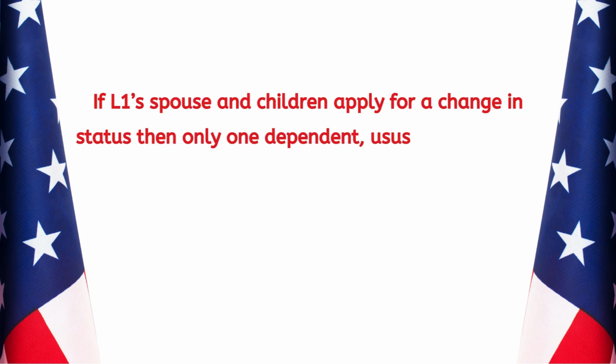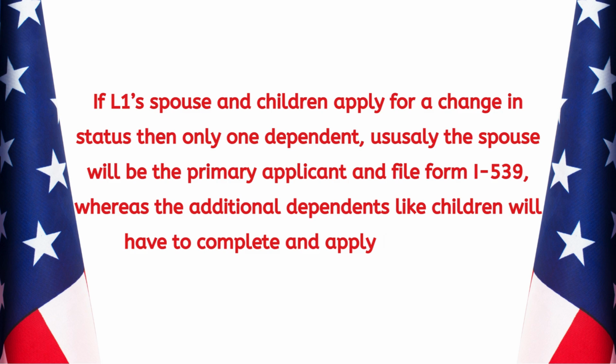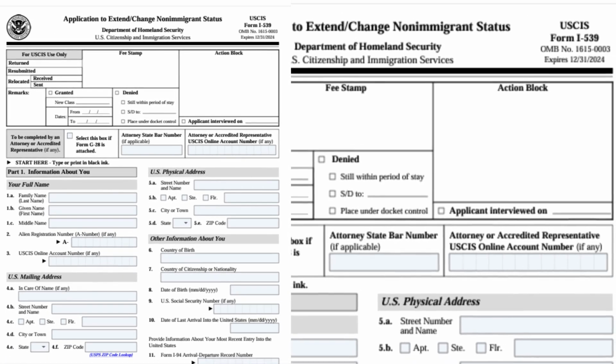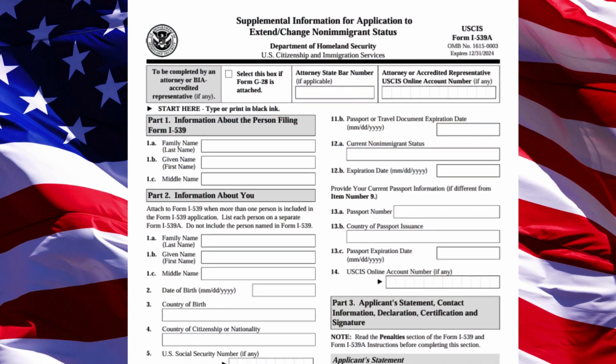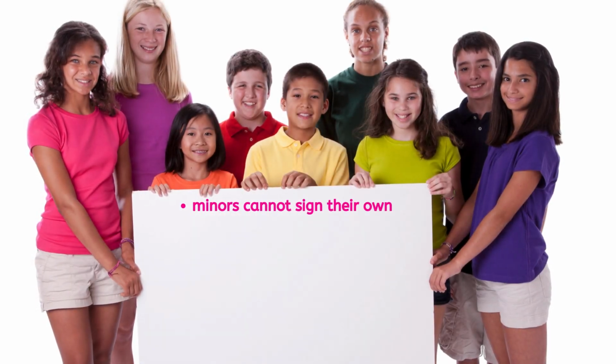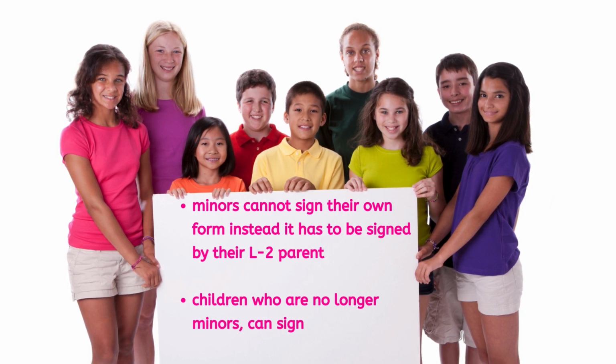Now, if L1's spouse and children apply for a change in status, then only one dependent, which is usually the spouse or the eldest child, will be the primary applicant and file Form I-539. Whereas additional dependents like children will have to complete and apply Form I-539A. Now friends, also remember that children who are minors cannot sign their own petition. Instead, it has to be signed by the L2 spouse, whereas children who are 18 and above can sign their own application.